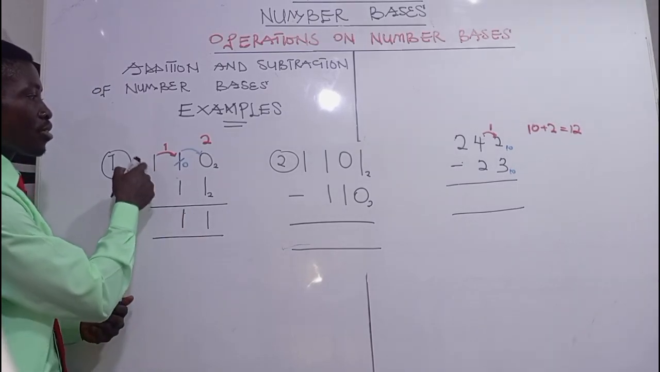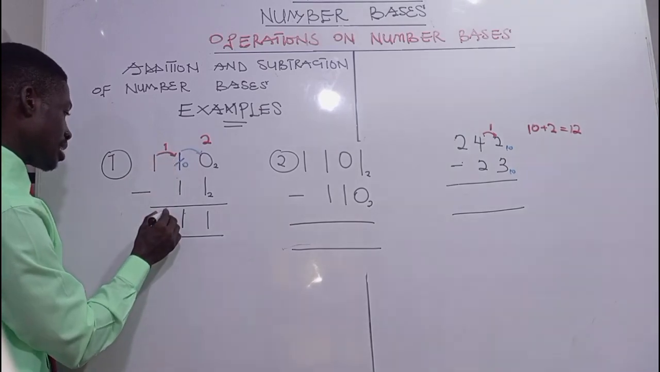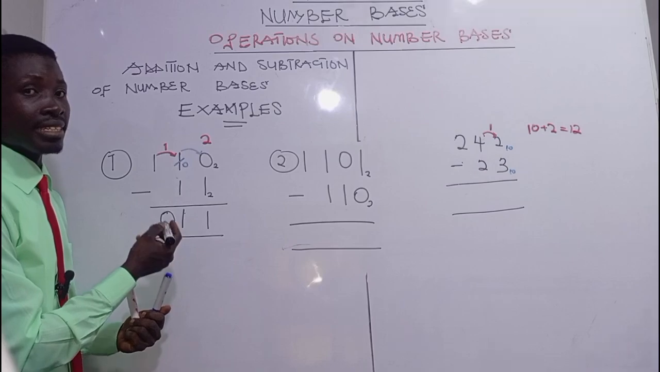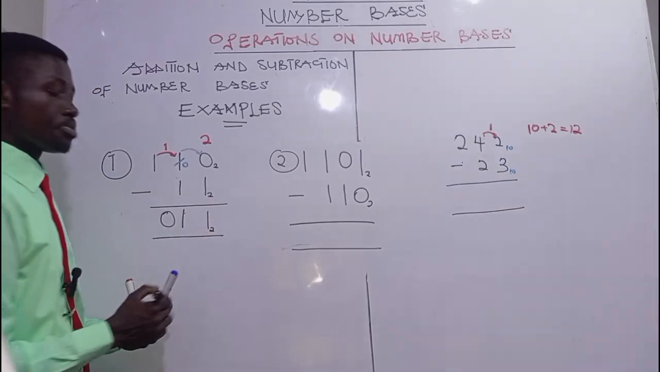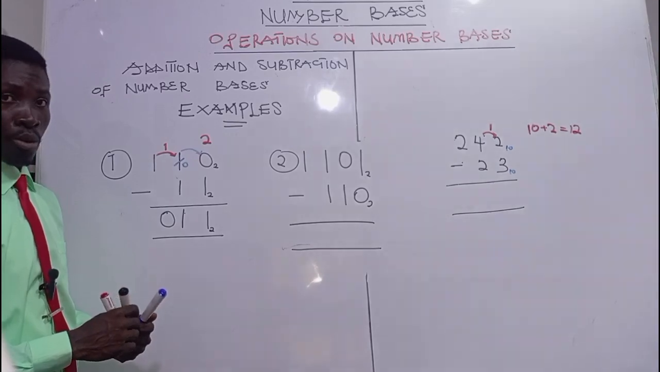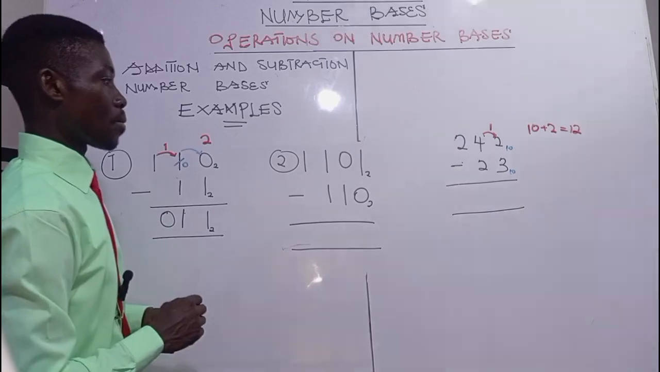Now this one we have already borrowed to the next number. So we are left with what? 0. So we can decide to write it here or leave it. It is insignificant. Okay. So we are going to write 1. Are you following? Good. Let's take the next example.